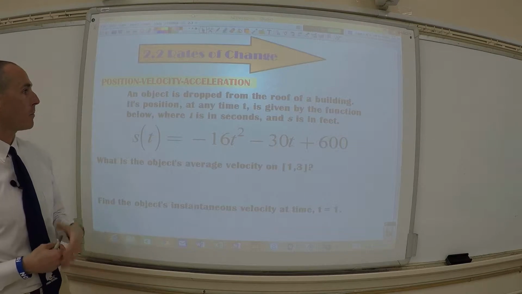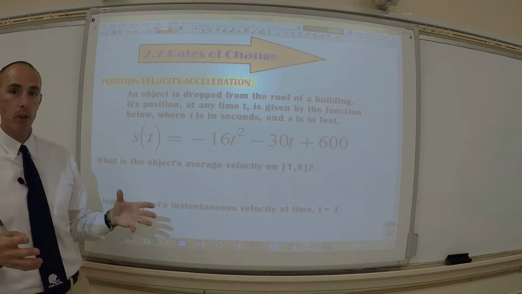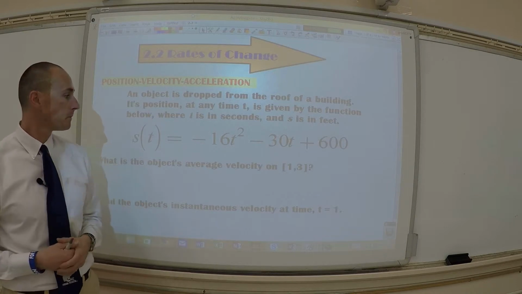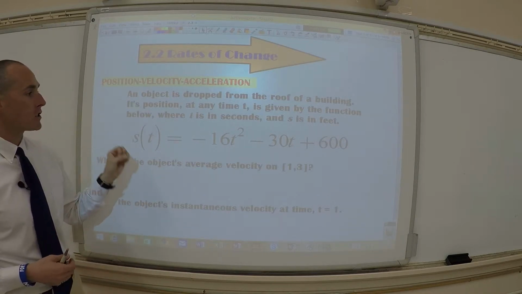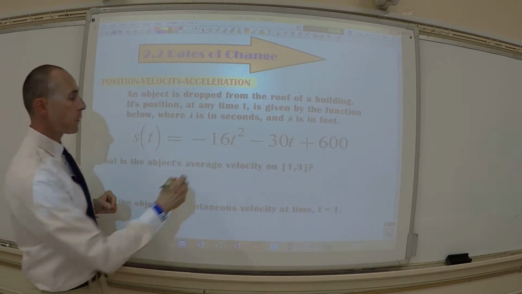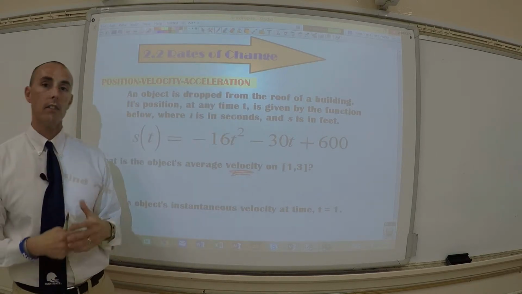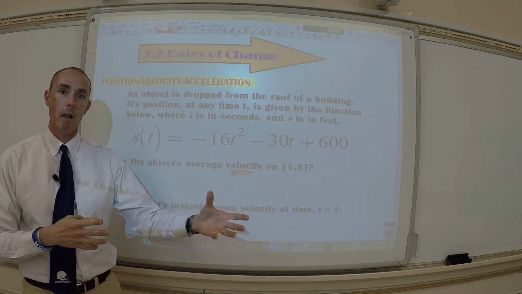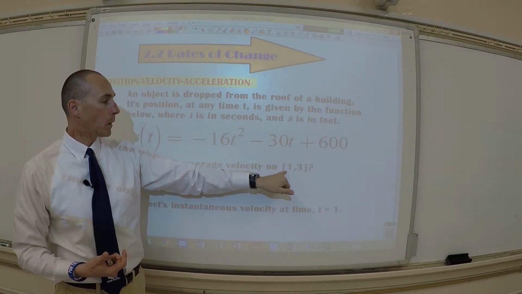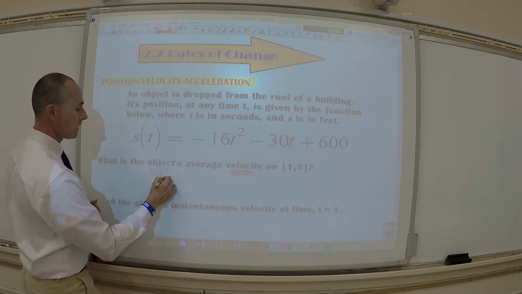So in this first example, we have a ball or an object dropped from the roof of a building, and its position at any time during that flight is modeled by this equation. T is in seconds and S is in feet. The first question is asking us to find the average velocity on the interval 1 to 3. The first thing we have to understand is that we're not actually finding the velocity. I know it says velocity, but average velocity is talking about the change in your position over time. So what we would have to know is where the object was at t equals 1 and where it was at t equals 3. In other words, we're going to basically do the average rate of change.